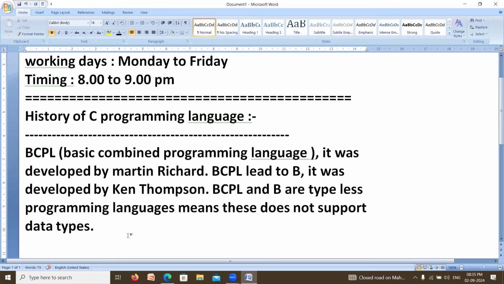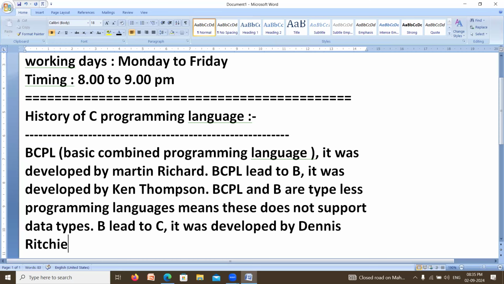Then a person developed a new programming language, introduced data types, and named it after the second character of BCPL, that is C. So from B, C was developed. B led to C. It was developed by Dennis Ritchie.